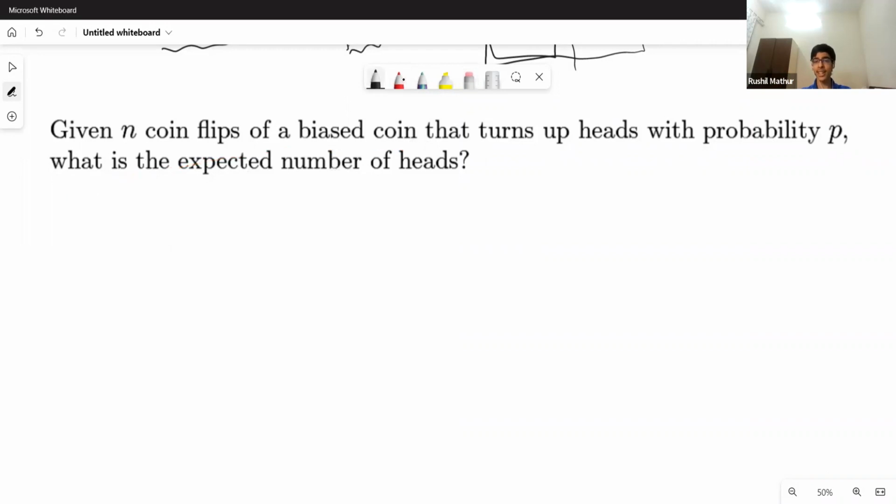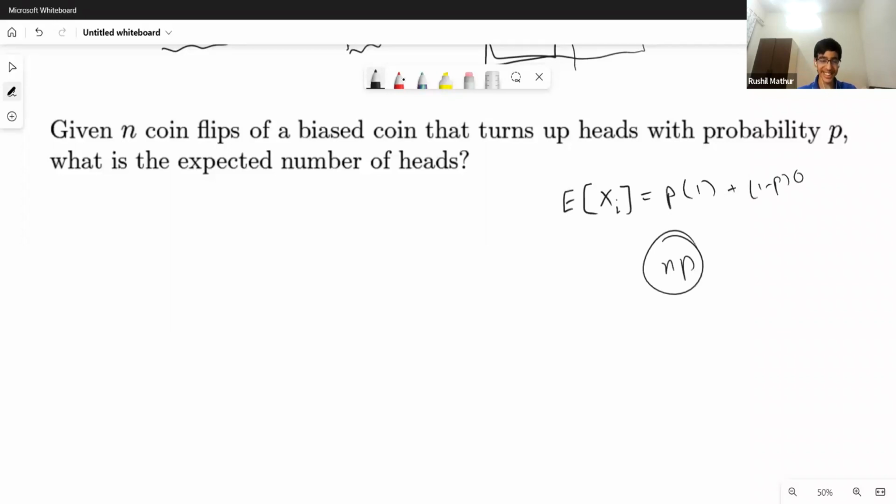Basically, in one roll, the expected value of the indicator random variable is p, because you get heads with probability p and tails with probability 1 minus p. And you add this up n times, you get n times p, hence proved.